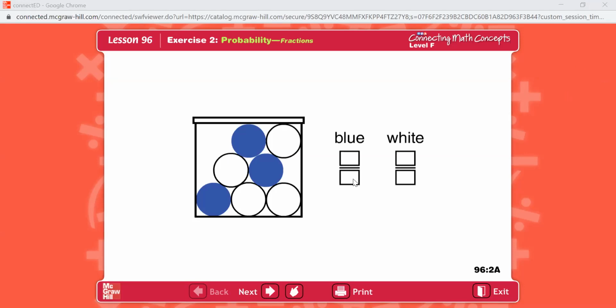Our denominator for both fractions, for the visual shown, is how many marbles there are in all. Let's count them. 1, 2, 3, 4, 5, 6, 7. There are 7 marbles in all. So our denominator for both of these fractions is going to be 7.